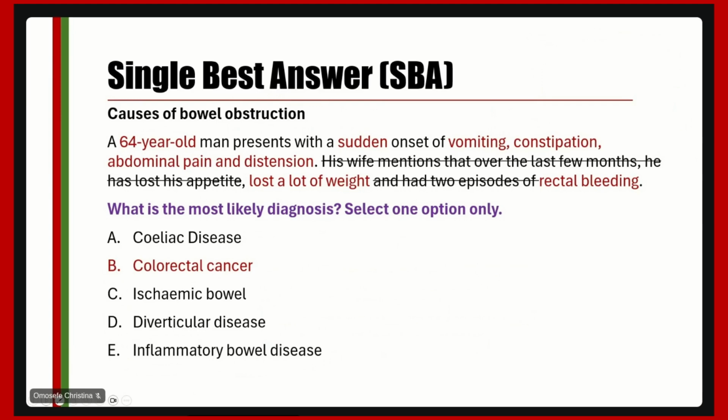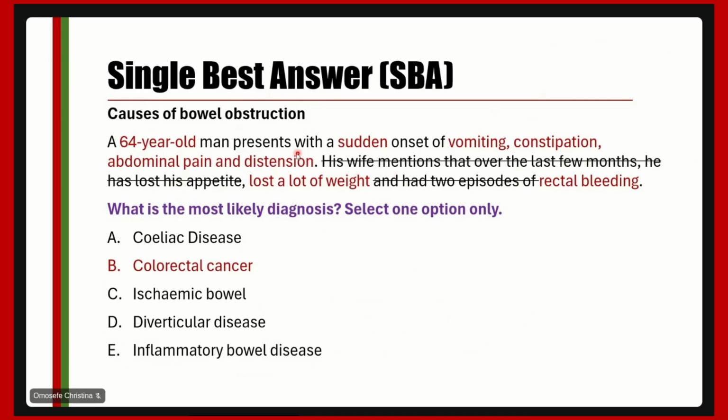Now, in decoding a single best answer, the first thing I'll do is read what is the most likely diagnosis, select one option. That tells me I'm thinking of the most likely diagnosis. Then I go back to the stem. 64-year-old man. While I'm reading, I'm identifying my keywords. My keywords are 64-year-old man, sudden onset, vomiting, constipation, abdominal pain, distension. He has lost weight. Red flag here. Colorectal cancer. The rest of it, which I have cancelled as an example, are just distractors.